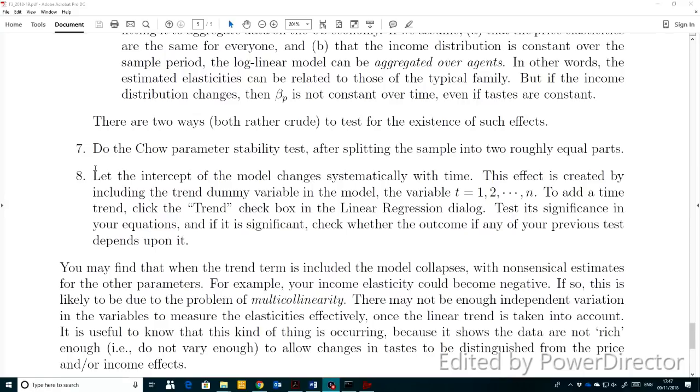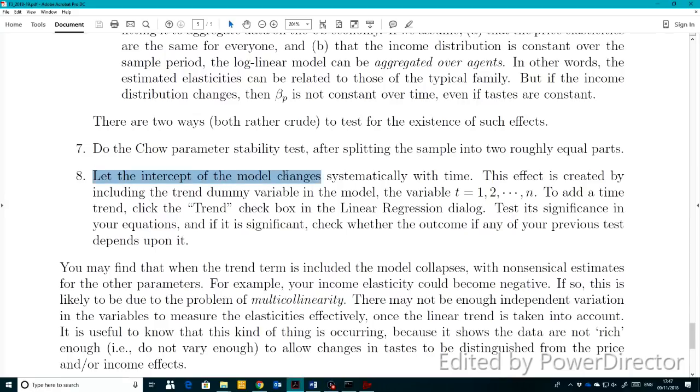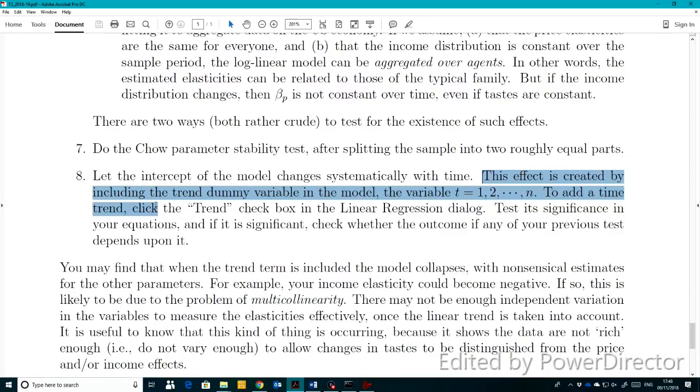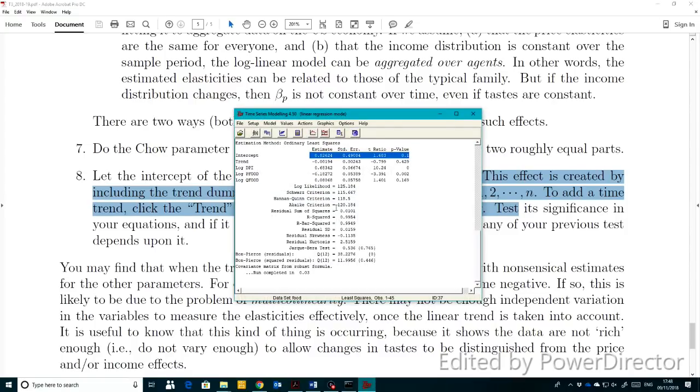The last question: let the intercept of the model change systematically with time. This means that we have to add a time variable. This effect is created by including the trend dummy variable, which is time t, and the variable t goes from 1 up till n. To add a time trend, we just need to click trend, which is in the checkbox. So let's do this.